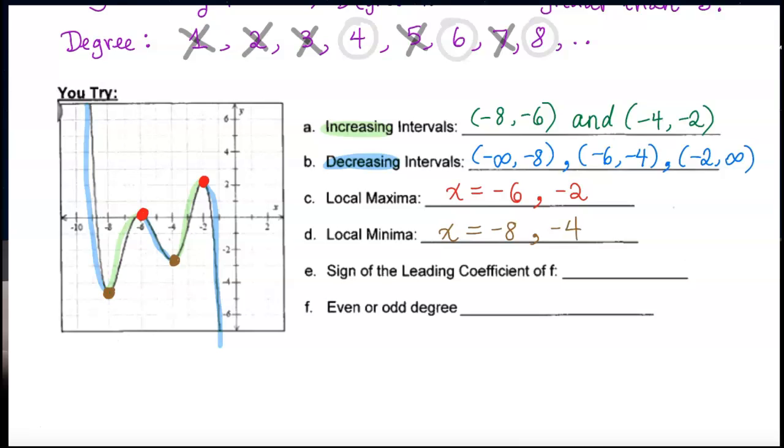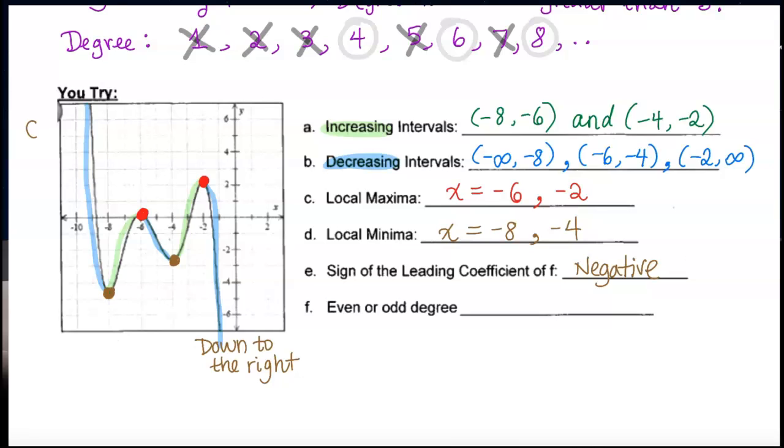Now, what about the even or odd degree? This graph is pointing down to the right. So it's a decreasing function. Because this is going down to the right, this must be a negative leading coefficient function. Anytime it is going down to the right, the leading coefficient will be negative. Okay, that's a good rule to kind of write down. Anytime that the right end behavior is going down or falling, then the sign of the leading coefficient is going to be negative.